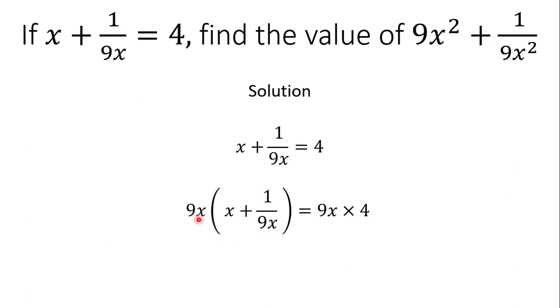To open the bracket, 9x times this will give us 9x squared. And 9x times 1 over 9x will give us 1, because this 9x and this 9x will cancel out, leaving 1. 9x times 4 will give us 36. So we get 9x squared plus 1 is equal to 36. Doing it this way is simple.